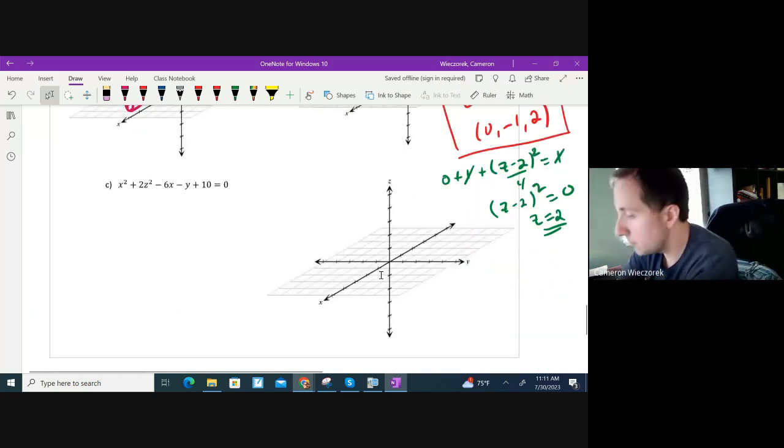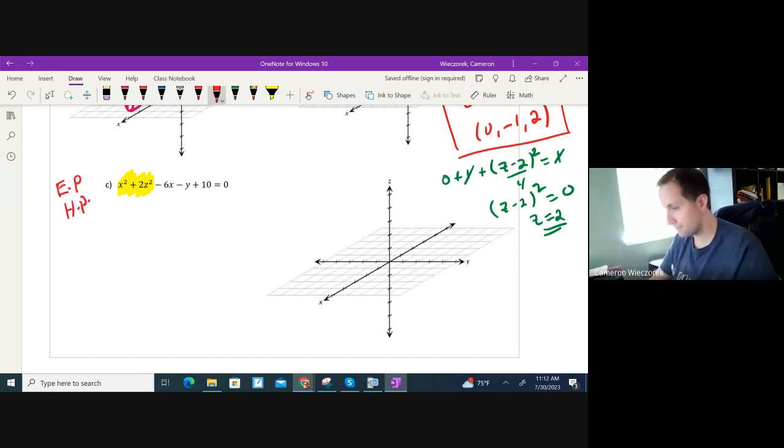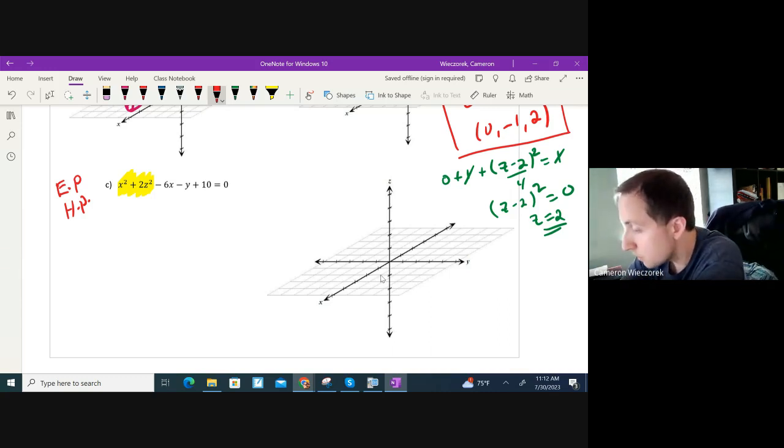Notice in this one, I only have 2 variables that are squared. So I am down to either the elliptic paraboloid or the hyperbolic paraboloid based on my chart. We'll have to complete the square before we can decide here. So I'm going to move the 10 over to the right, and I'm going to collect my x's and y's.